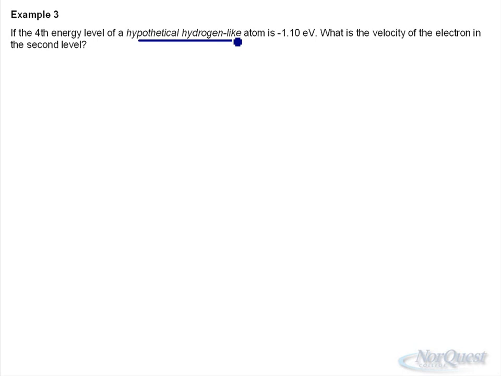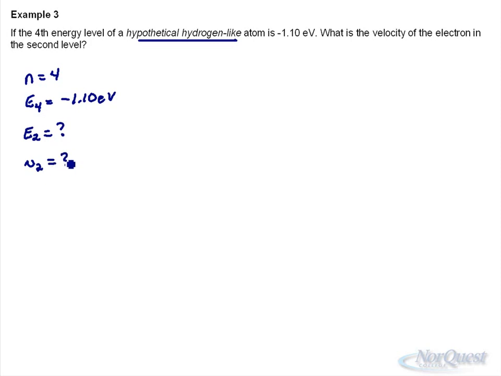Whenever they refer to a hypothetical hydrogen-like atom, that means you have to figure out what the initial energy level would be. You can't just use the actual hydrogen values. So it's one way to ensure that you really have to use these formulas more than once. Because it's hypothetical, we know that the fourth value, n equals 4, so the energy level 4 is negative 1.10 electron volts. What we want to find out is two things.